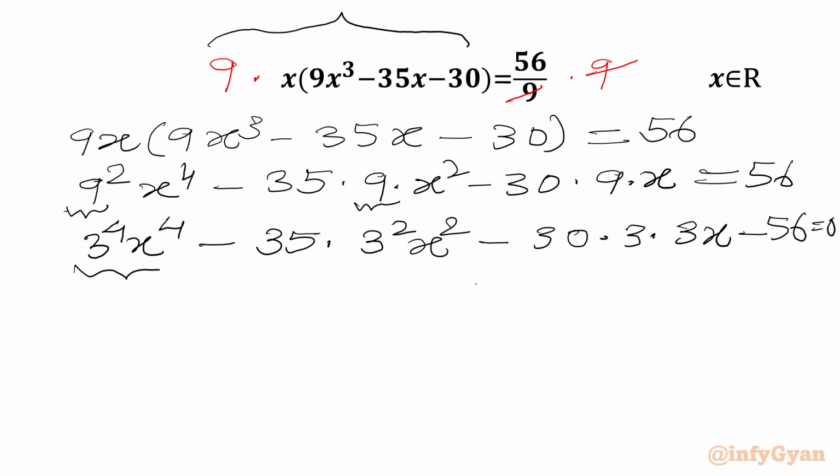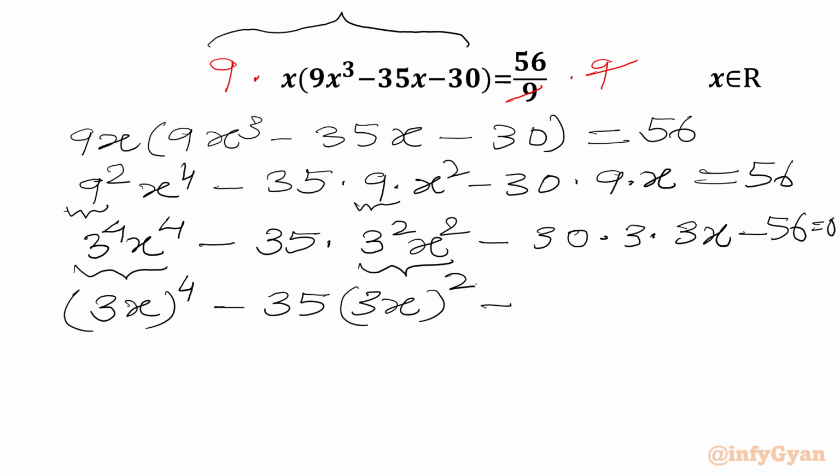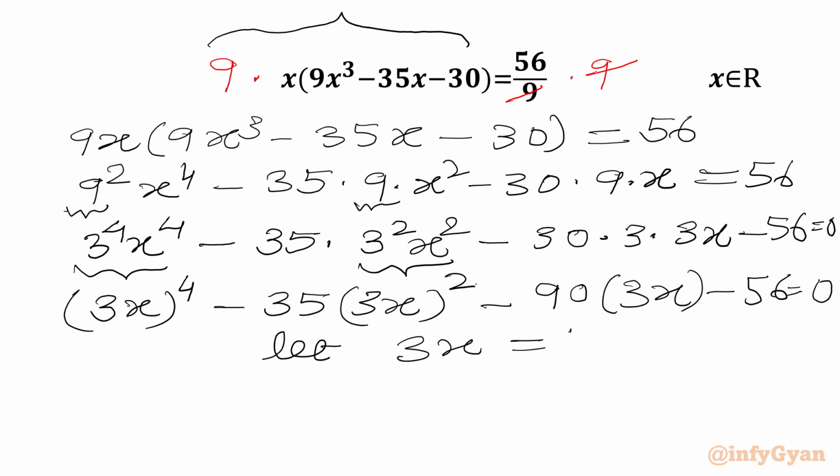Using exponent law, we can write 3 power 4 x power 4 as 3x whole power 4, minus 35 times 3 square x square can be written as 3x whole square, minus 30 times 3 is 90, then we have 3x, minus 56 equal to 0. Now we have 3x whole power 4, 3x whole square, 3x. So let us assume 3x equal to y.